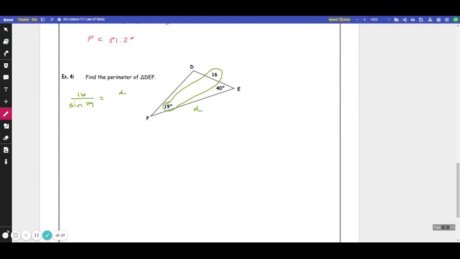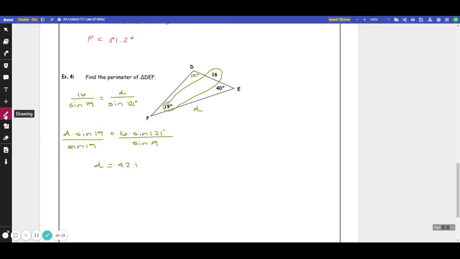D divided by sine of, we don't have its angle, but we do have the other two, and it's a triangle. So if we subtract these two from 180, then that leaves 121 for this one. So sine of 121. So we set up our proportion. We cross multiply. D times sine of 19 equals 16 sine of 121. And then to get D isolated, we're going to divide by sine of 19. So D equals 42.1.